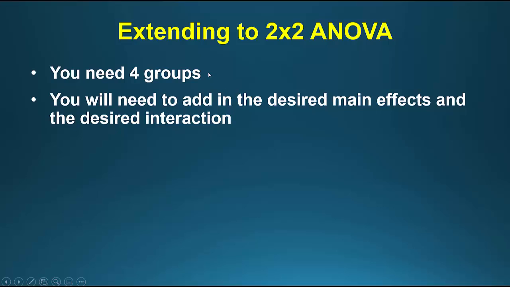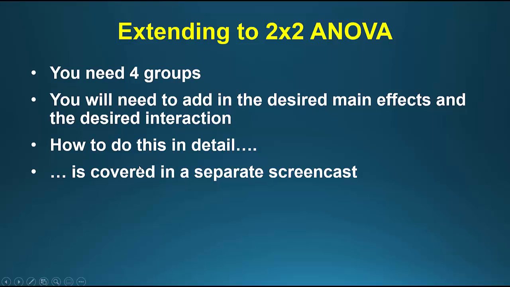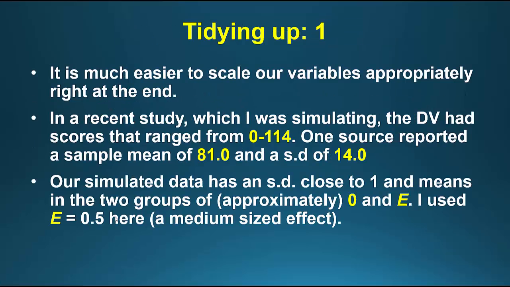So how would we extend it to a 2x2 between subjects ANOVA? You're going to need 4 groups, obviously, and you'll need to add in the desired main effects and the desired interaction. That needs a little bit of thinking and is a little bit fiddly. So how to do this in detail will be covered in a short separate screencast, which you should watch after this one. I've said it's important to get it all sorted with those data generated using standard normal variables.